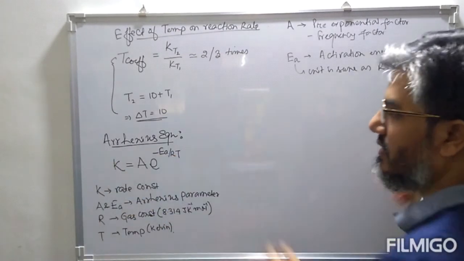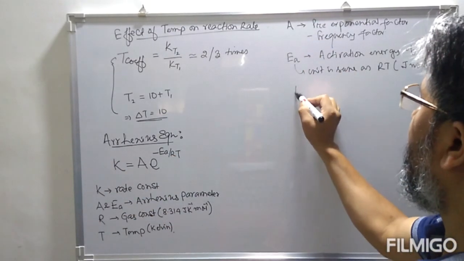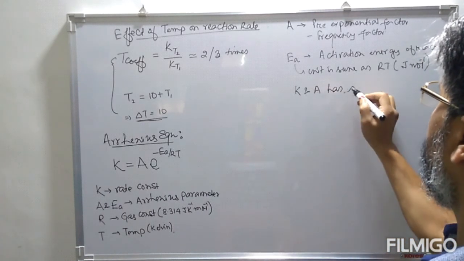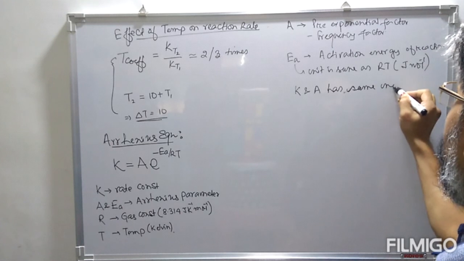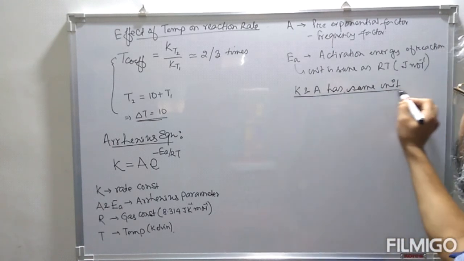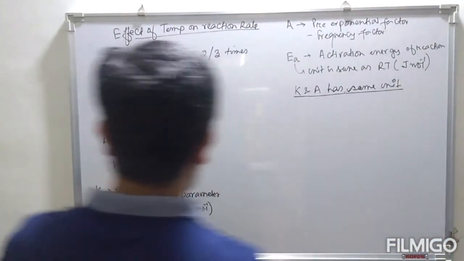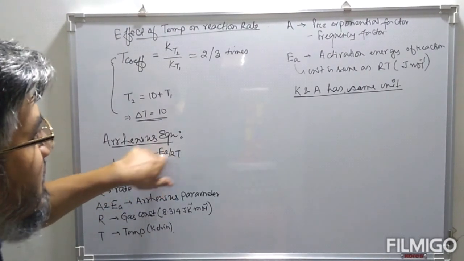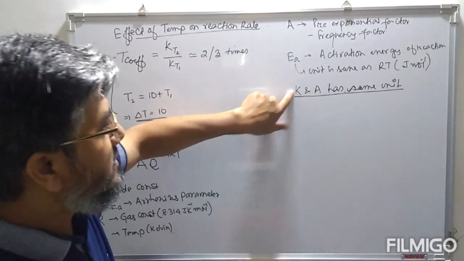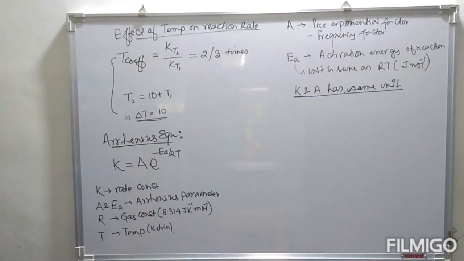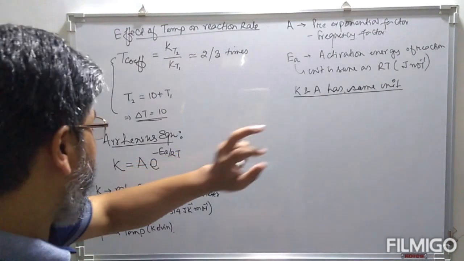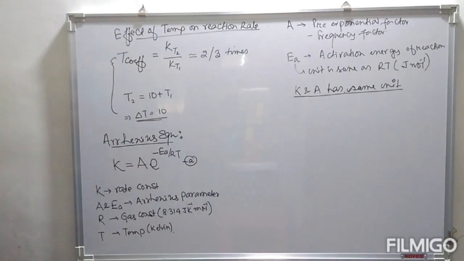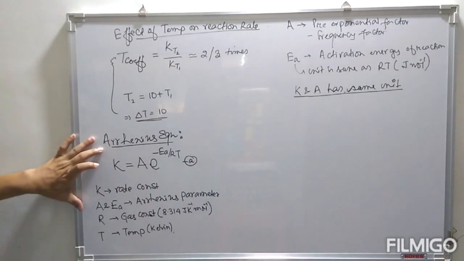So therefore, look at this, K and A have the same unit. The unit of EA and RT is the same, so EA is joule per mole. The unit of rate constant K is also the unit of the pre-exponential factor A or the frequency factor A. So let's say this is equation A, the main equation or the basic equation.